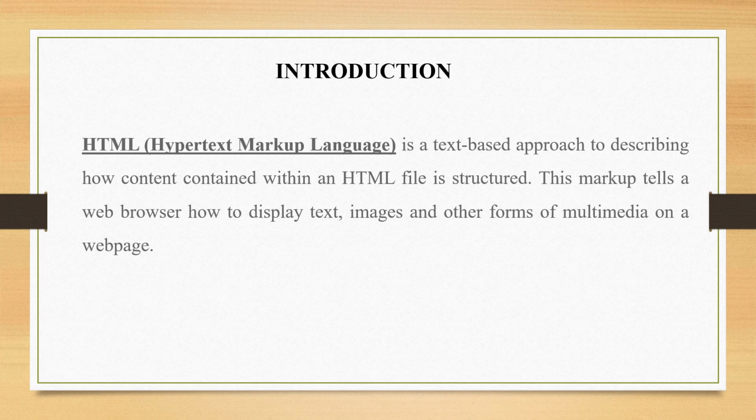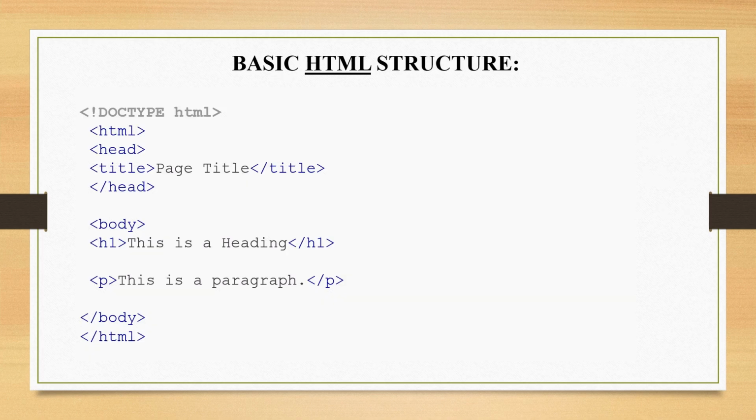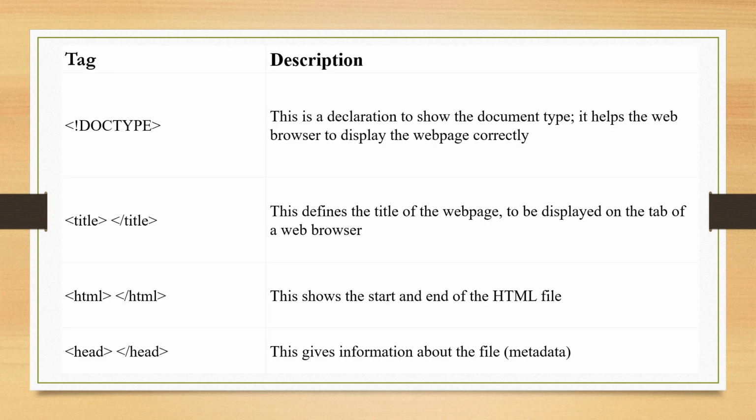Next, coming to the structure of HTML, this is the basic HTML structure where the doctype HTML is used in the starting line of the HTML code, and then the HTML code is divided into two parts, which are the head part and the body part, and these are the closing tags of each tag which is opened.